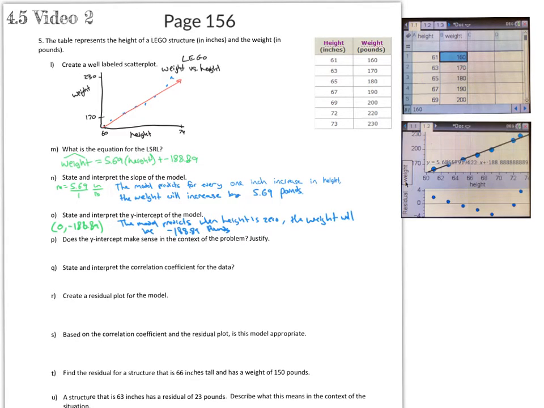That doesn't make any sense. And it doesn't. And part P of this problem says, does it make any sense? No, it doesn't. You can't have a Lego set that doesn't have any height, and you can't have anything that has negative weight, right? So no, this doesn't make sense.